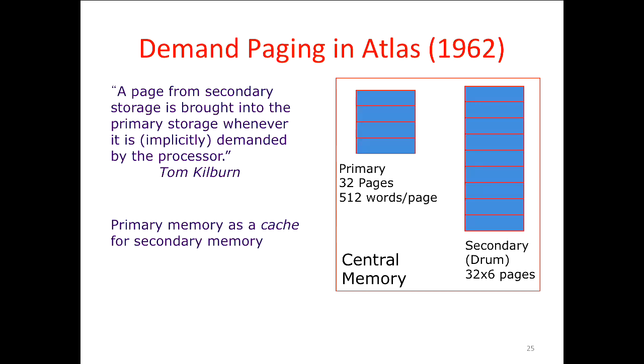So they used the primary memory as a cache for the secondary memory, the drum storage. It appeared to the user as if they had 32 times 6 times 512 words of main memory, but only 1/6 of it could actually be resident in the high-speed electronic memory at any time.